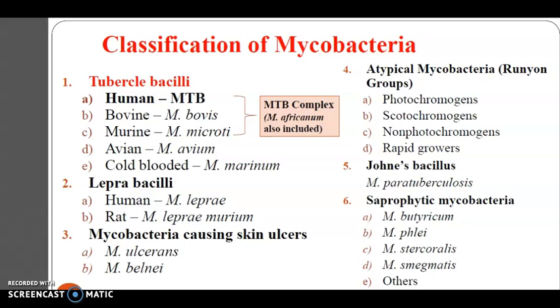It includes photochromogens, scotochromogens, non-photochromogens, and the rapid growers. And the other group is the Johne's bacillus, that includes the Mycobacterium paratuberculosis. It usually affects the small intestine of ruminant animals. And the next group consists of the saprophytic mycobacteria, that includes Mycobacterium butyricum, phlei, stercoralis, smegmatis.